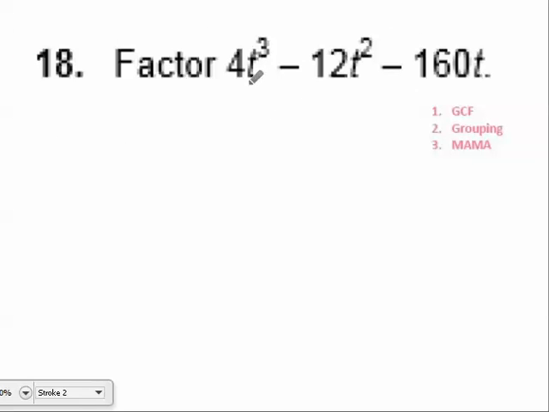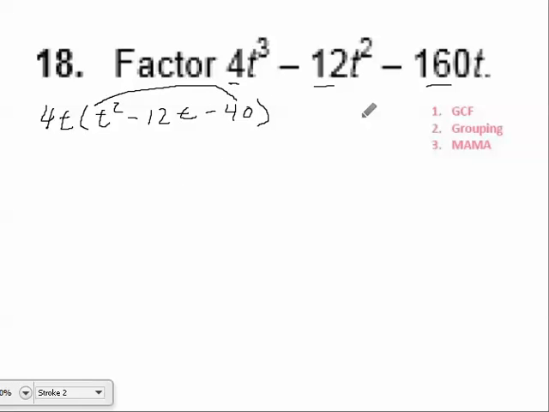This one, they're wanting me to factor it. I'm going to notice that, first of all, there's a greatest common factor of 4t in every one of those. So if I take a 4t out of each of those, I'm going to get t squared minus 12t minus 40. Well, inside of here, they've got to multiply to make 40, and they've got to add to make negative 12. I've got to have two factors that do that. Okay? So that means they're both going to be negative numbers.